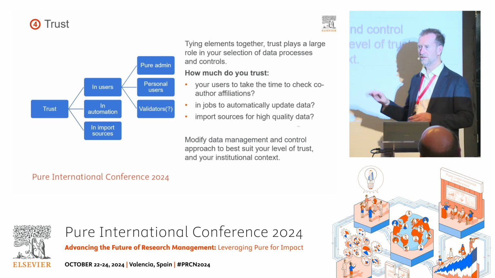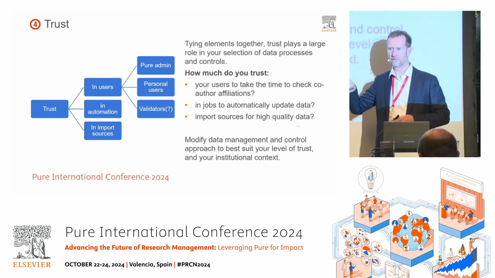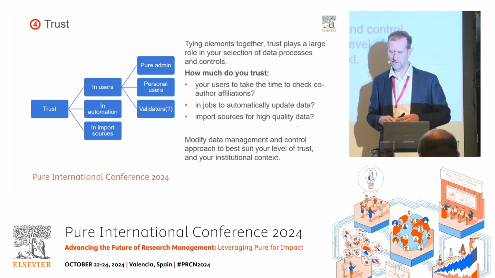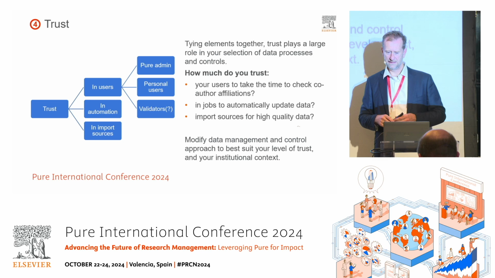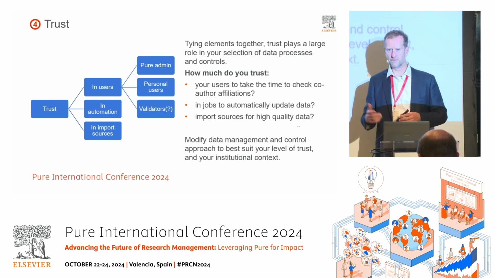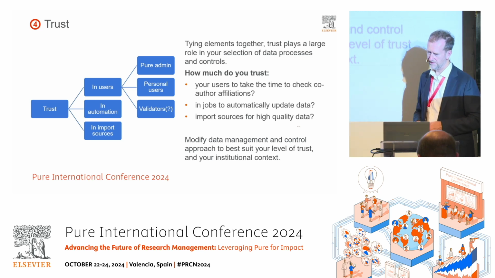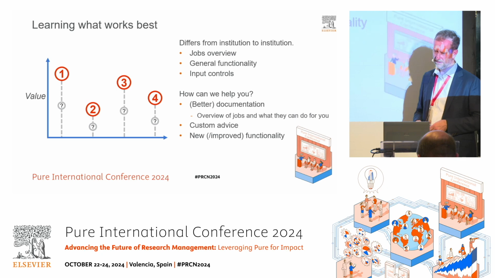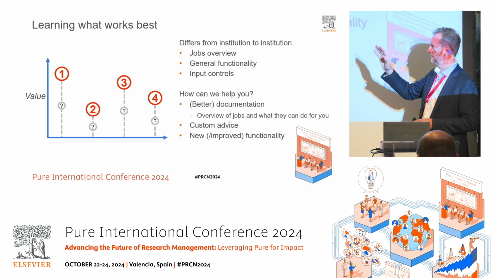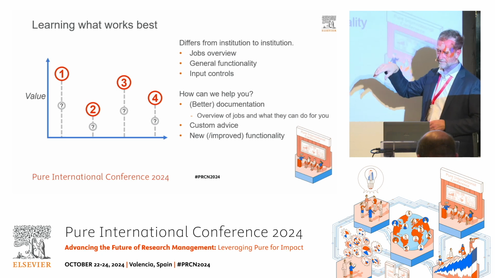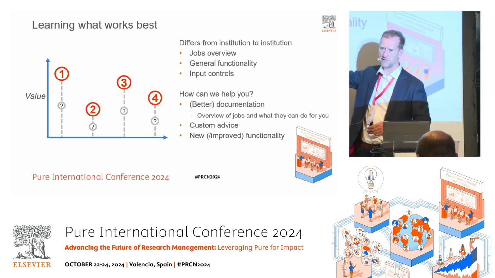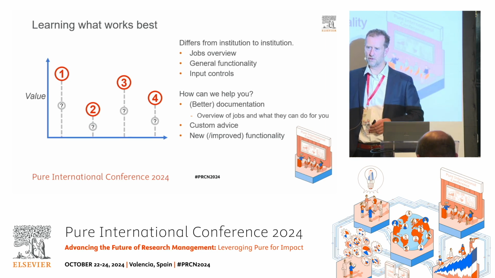How much do you trust in jobs that manage data? There's a lot of work that goes into making these jobs, but we want a human in the middle. We want a human in the loop to make sure that this data is being processed correctly. And of course, how much do you trust your import sources? So for all of these different paths, 1, 2, 3, and 4, the value that you assign to each of them is quite important as an institution to decide quite early on.